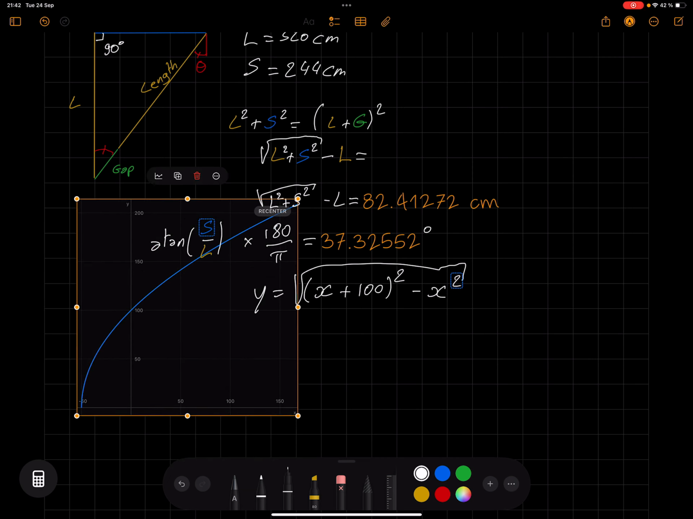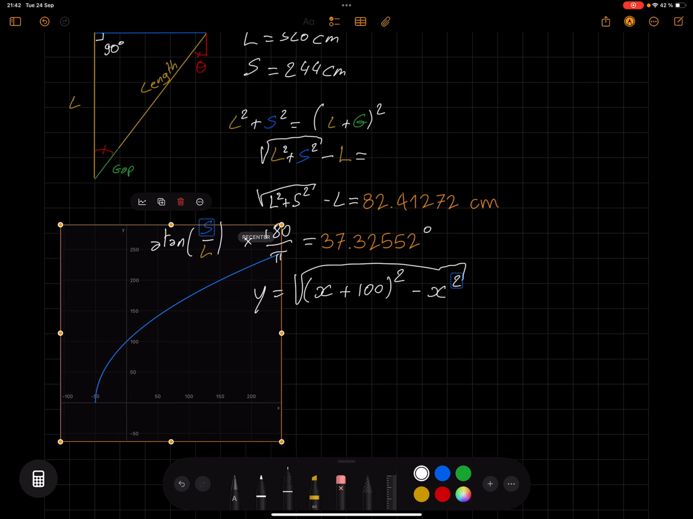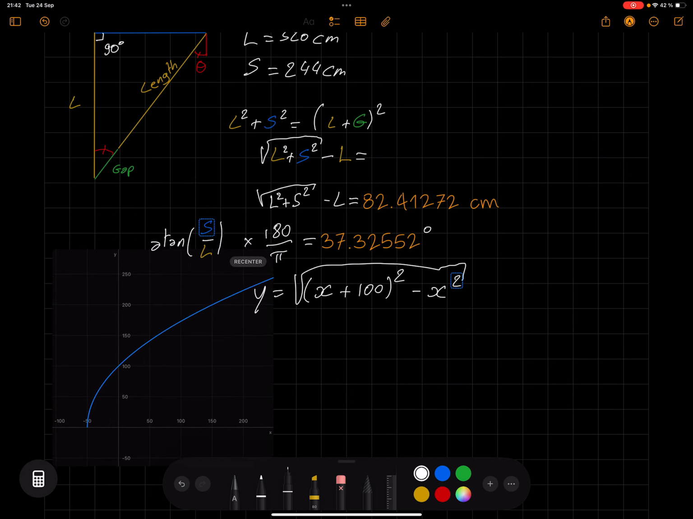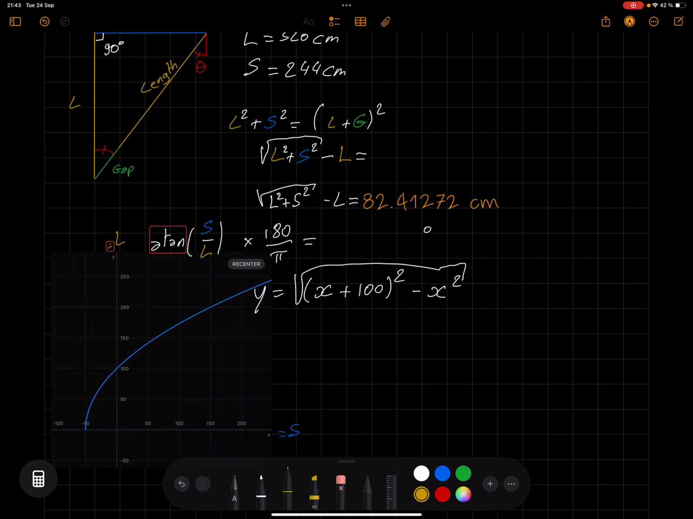In vertical we have the Y, in horizontal we have the X, and so I will just write it. Okay, so the X here equals S, the spacing, and the Y equals the length.